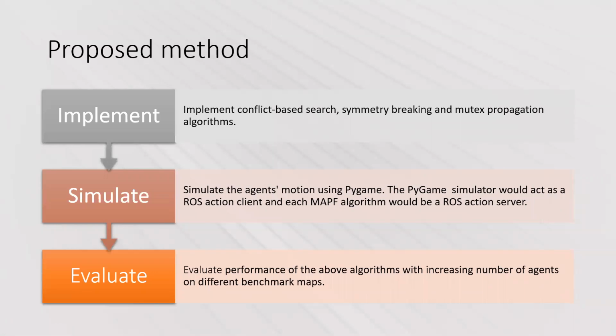In our project, we're mainly focusing on implementing conflict-based search, symmetry breaking, and mutex propagation algorithms. After we implemented these three algorithms, we'll simulate the agents' motion using Pygame, and we will make a custom Pygame simulator which acts as a ROS client, and each MAPF algorithm would be a ROS action server. And after that, we'll evaluate the performance of the above algorithms with increasing number of agents on different benchmark maps. And the following are the work we did and the results we got.